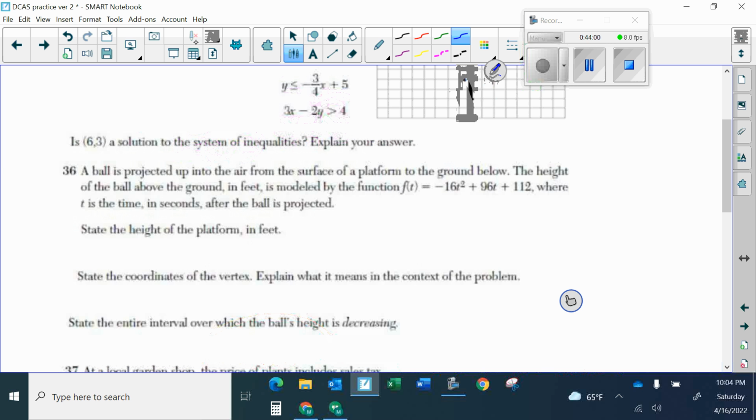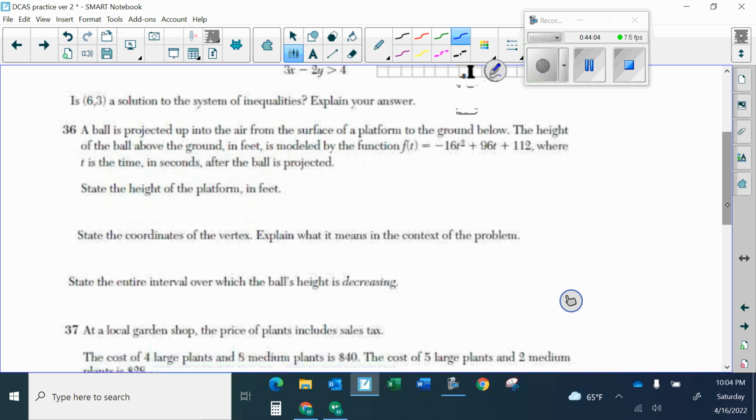Okay, 36. You're going to have one of these guaranteed on the DCAS also. Okay, state the height of the platform in feet. That's the initial height. That's always my B. So 112 feet. State the coordinates of the vertex. Okay, now we get that. Remember, you can do negative B over 2A to get the x coordinate.